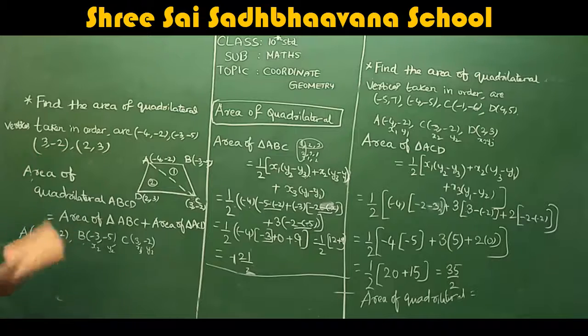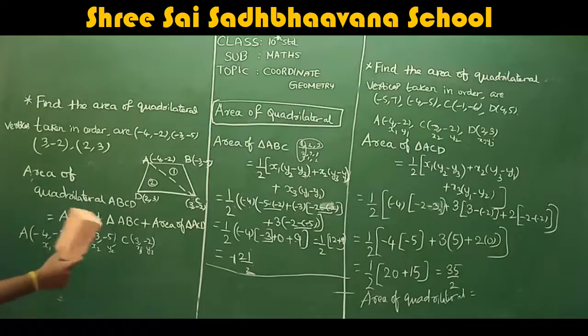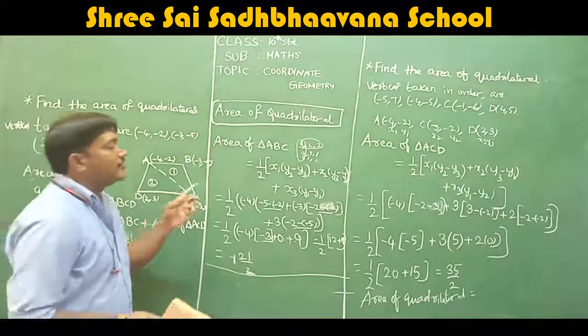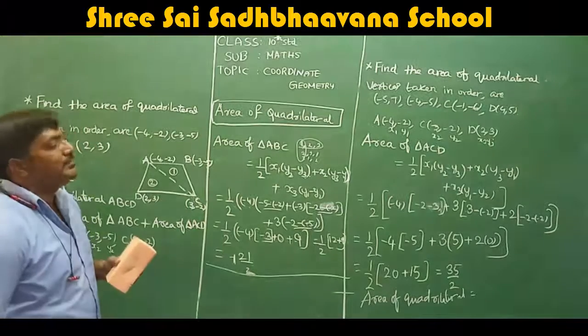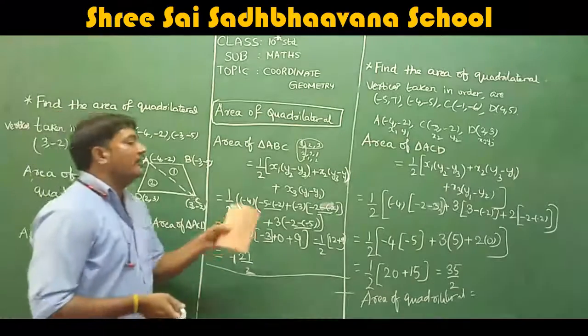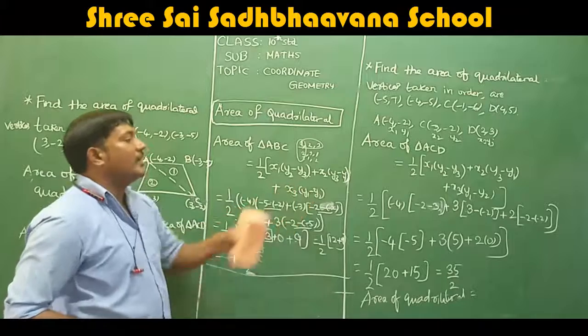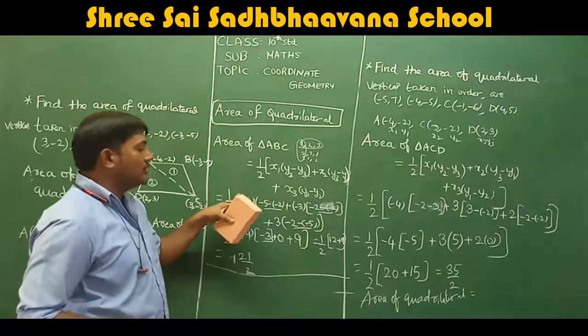First, let me write the vertices of ABC. A is x1, y1, B is x2, y2, C is x3, y3. Under the vertices, I have clearly written that. Next, what we have to do? Write the formula of the area of triangle ABC: half into x1 into (y2 minus y3) plus x2 into (y3 minus y1) plus x3 into (y1 minus y2). So substitute the values.